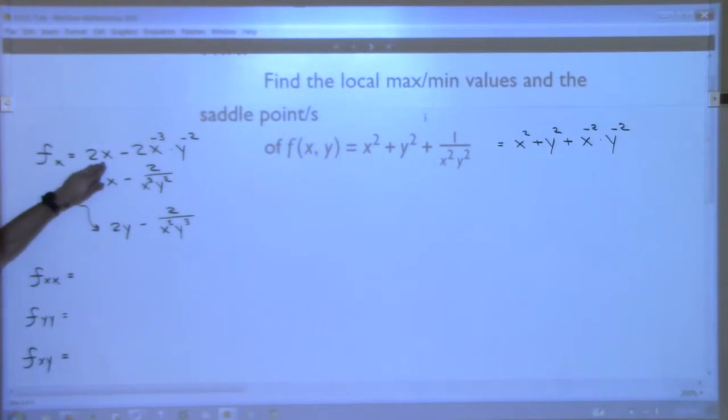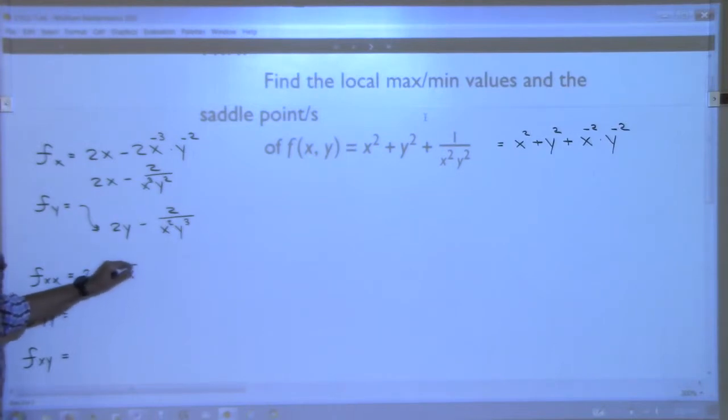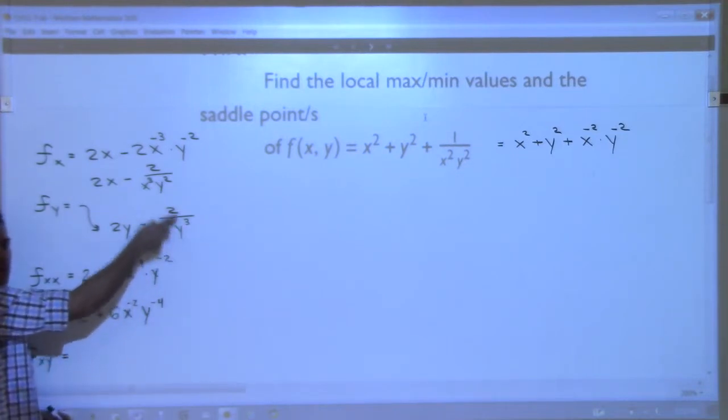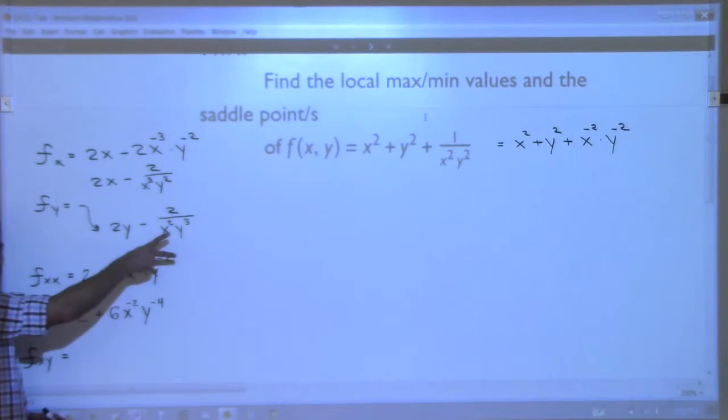So derivative of that with respect to x is 2, plus 6x to the negative 4 times y to the negative 2, right? And then what's partial yy here? 2 should be the same thing, plus 6x to the negative 2, y to the negative 4. Because it's pretty much the same exact pattern that we had from up on that one. Do you all agree with that?